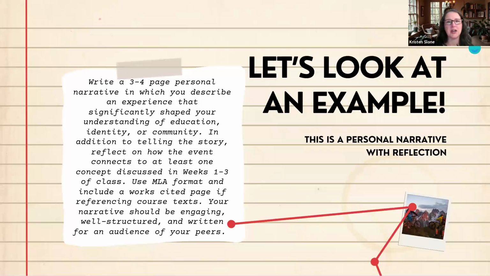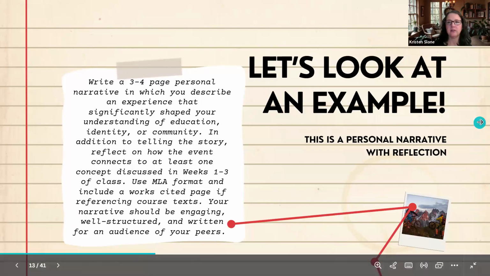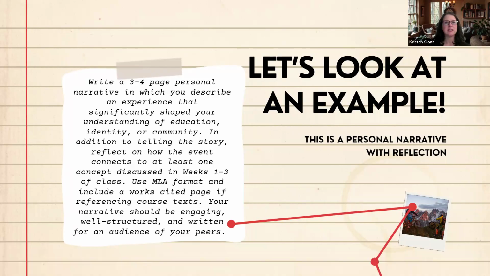Okay, moving on. All right, so we're going to look at this example right here. This is a personal narrative with reflection, okay? So it says, write a 3 to 4 page personal narrative in which you describe an experience that significantly shaped your understanding of education, identity, or community. In addition to telling the story, reflect on how the event connects to at least one concept discussed in weeks 1 through 3 of class. Use MLA format and include a works cited page if referencing course texts. Your narrative should be engaging, well-structured, and written for an audience of your peers. Okay, so let's take a look and break down this assignment prompt into those 6 components, all right?